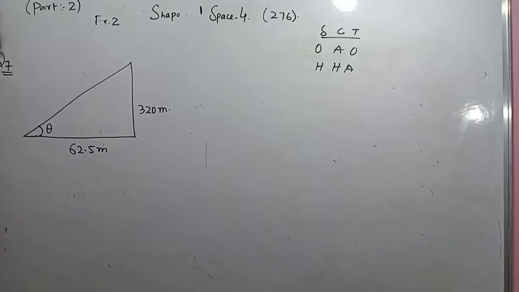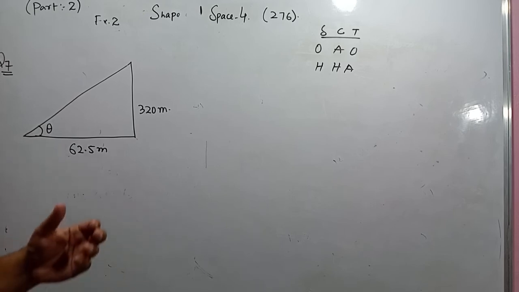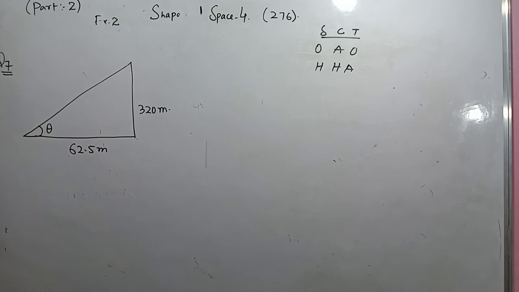See question number 7. A small coin is thrown from the Eiffel Tower in Paris. It lands 62.5 meters away from the center of the base of the 320 meter high structure.